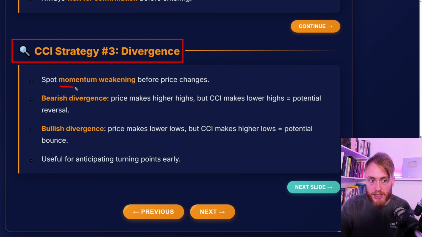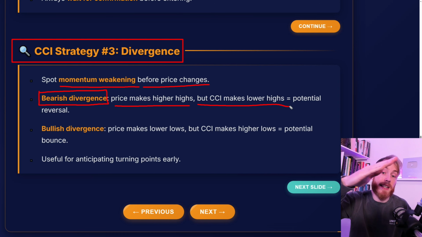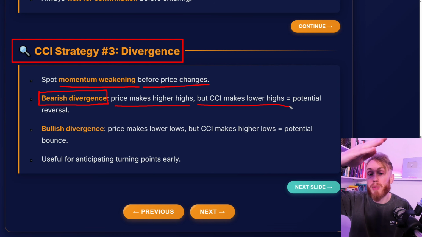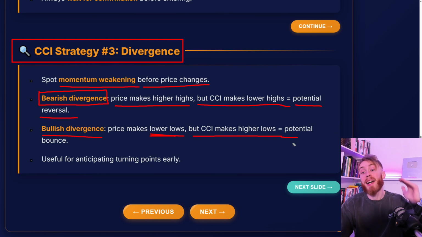Well, it's all about spotting a momentum weakening before price changes. So when we talk about bearish divergence, we're talking about the price making higher highs, but the CCI making lower highs. So we have the price going in one direction, we have the CCI going in the other direction, and this indicates a potential reversal to the downside. The bullish divergence is the opposite. The price makes lower lows, but the CCI makes higher lows. And this is a potential bounce, a potential reversal to the upside.